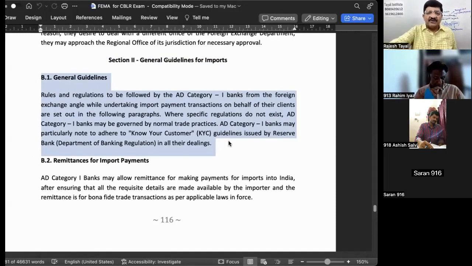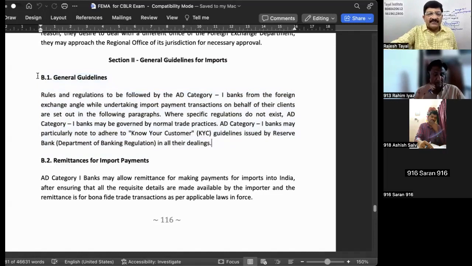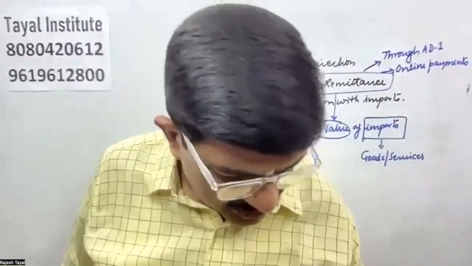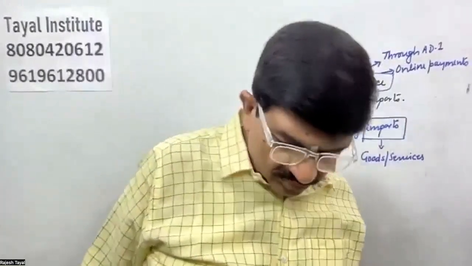So, in a nutshell, what is said is that the authorized dealer should be following the regulations. There are general regulations which we are going to talk about in this, and there are specific regulations. If the specific regulations exist, then specific regulations will always prevail over general regulation. So this is point number 1. Just take a note of this. Okay, so I'll write it in simple language for you. Just 1 minute.